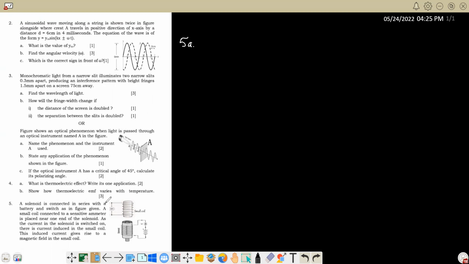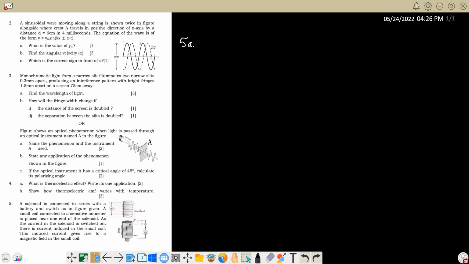A solenoid is connected in series with a battery and a switch as in the figure given. A small coil connected to a sensitive ammeter is placed near to the end of the solenoid. As the current in the solenoid is switched on, there is a current induced in the small coil. This induced current gives rise to a magnetic field in the small coil. So this question is particularly related to Lenz's law.